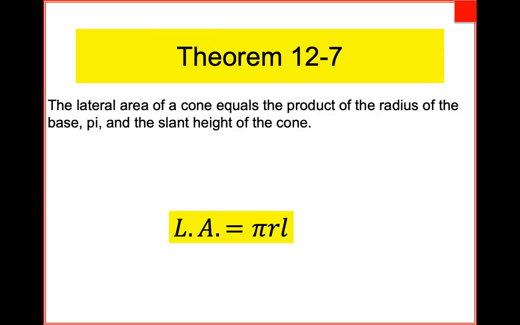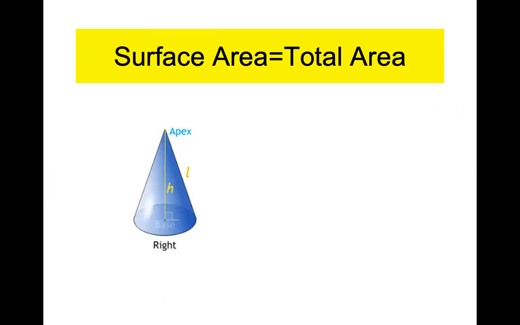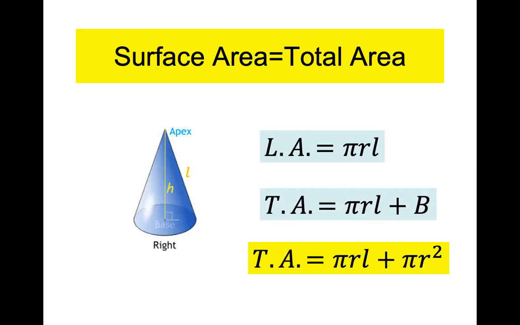All right, stop me if I'm going too fast. The big but here, once again, is the book doesn't give us total area or the surface area. It just gives us the lateral area. Well, we can fix this. If the lateral area is pi RL, then the total area, the surface area, would be pi RL plus the area of the base, and the area of the base is a circle. So it would be pi RL plus pi R squared.